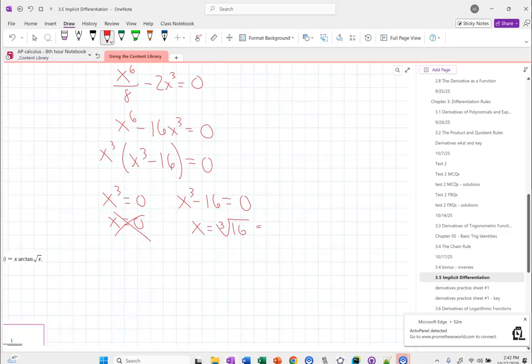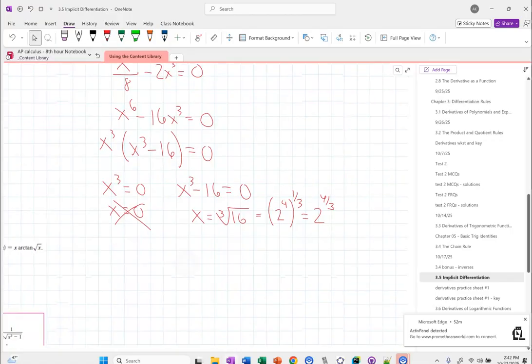Let's simplify that a little bit to see if we can make it any nicer. 16 is 8 times 2. Cube root of 8 is 2, so 2 cube root 2. Right, I'm just pulling that out. Let's do that. Is that okay? 2 cube root 2 is fine, but we still have to get a y out of this.